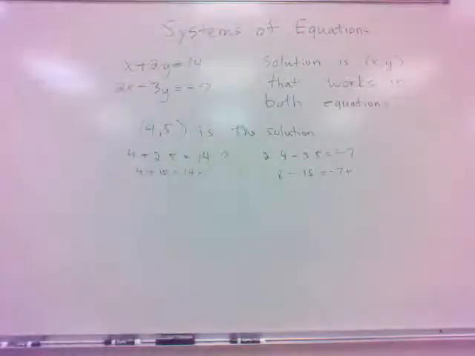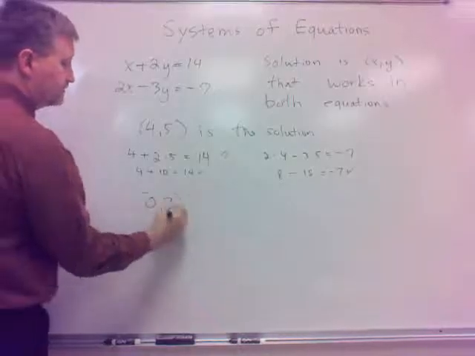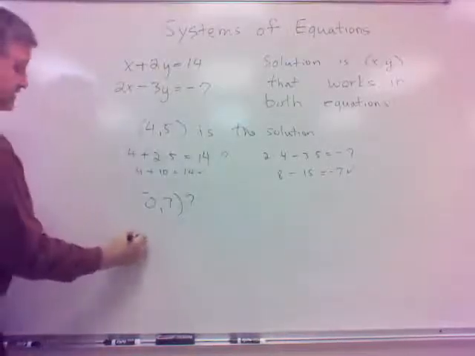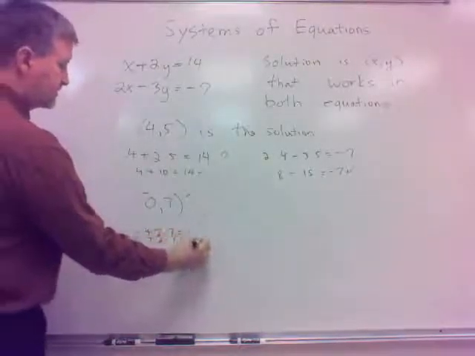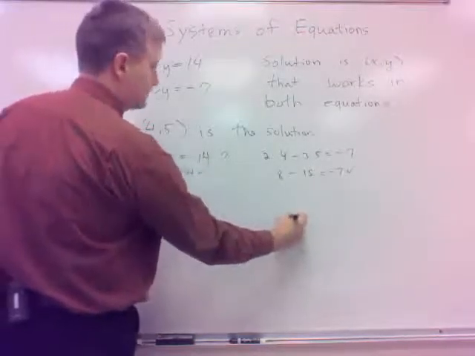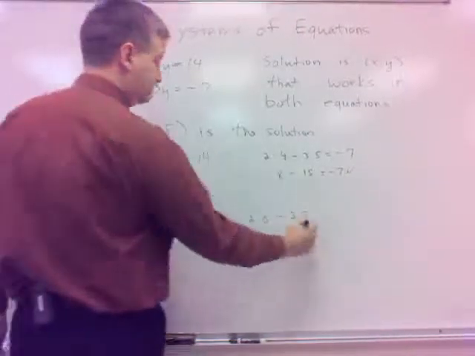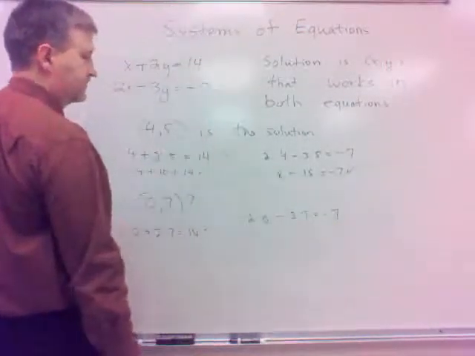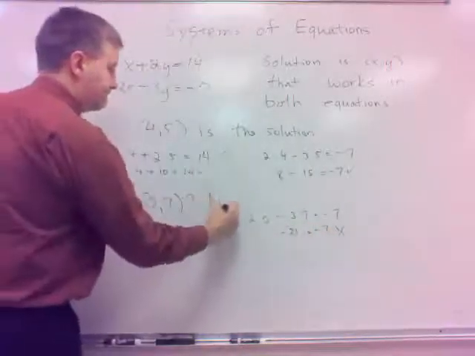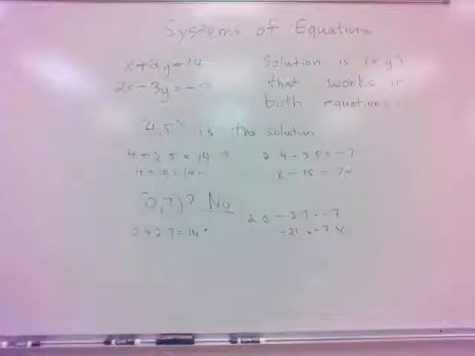So that's what we're talking about. And it's not enough to just work in one of them, because what about 0, 7 for this system? Is it a solution? Works in the top one, doesn't it? So if it works in one of them, is that enough? No. It works in the top one, that's true enough, but what about the bottom one? 2 times 0 minus 3 times 7 does not give me negative 7, does it? It gives me negative 21, which does not equal negative 7, so no. Not a solution.